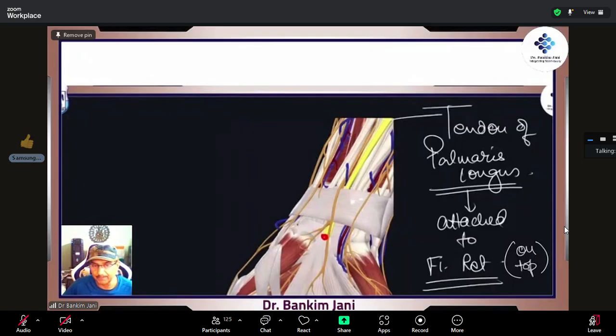Now this is the tendon of palmaris longus. What was the function of palmaris longus? Something which is not mentioned in its name, but it was doing what? Where was it located? In which compartment? Flexor, so superficial. It was flexion of the wrist. Exactly, flexion of the wrist.